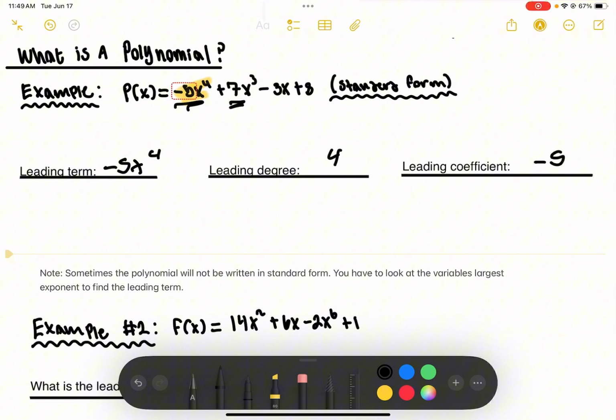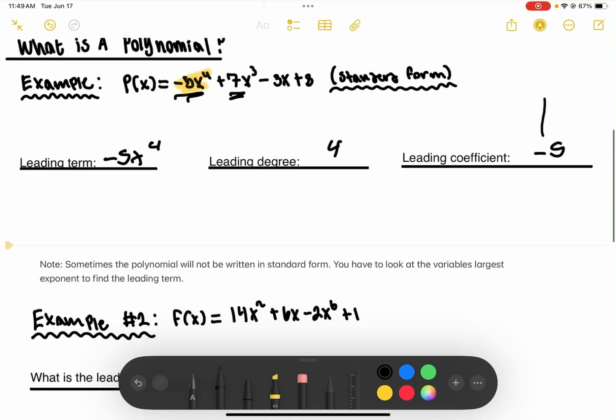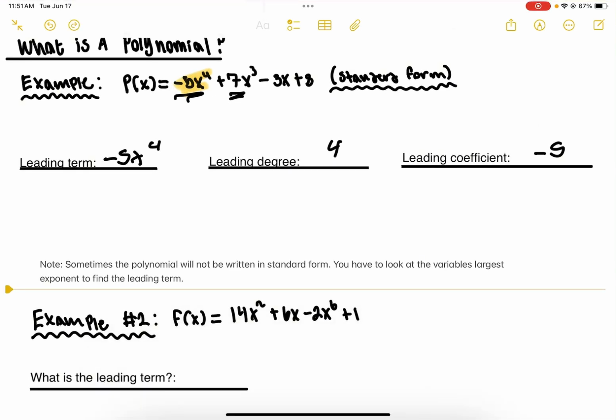As mentioned before, note that sometimes polynomial functions will not be written in standard form. You have to look at the variable's largest exponent to find the leading term. In this case, it was 4, because 4 is greater than 3. In example 2, it shows a polynomial function, but this time it's not in standard form. So, what is the leading term? I'm going to give you a second to try to figure it out based on the clues I gave you in the first example. You think you got it? Well, if you chose negative 2x raised to the 6th, you're correct, because it does have the highest degree.